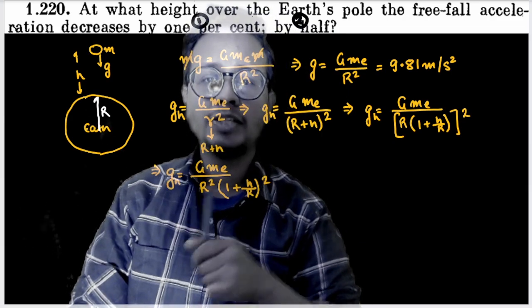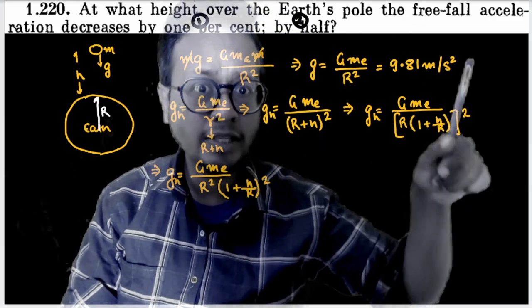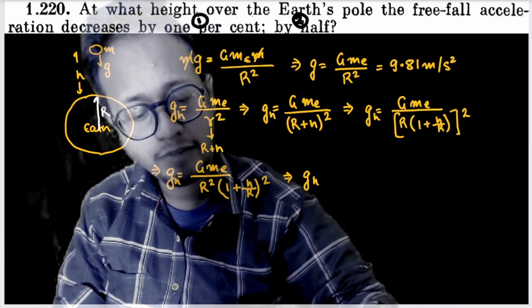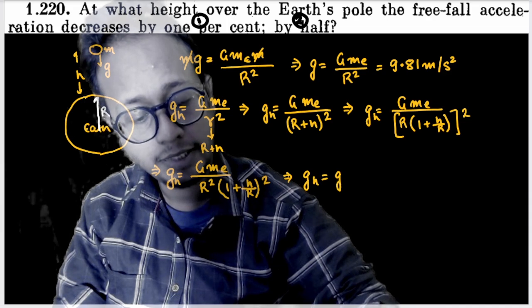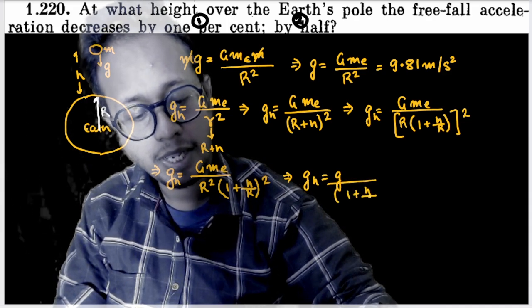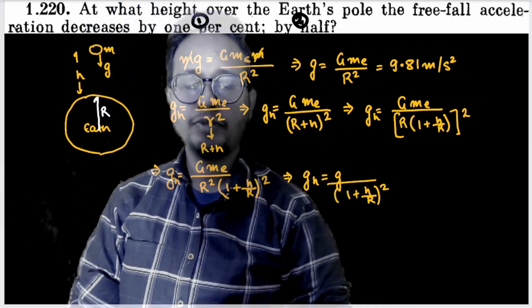And what is GM by R square? It is nothing but the acceleration due to gravity at the surface of Earth. So I can easily say that acceleration due to gravity at height h is nothing but acceleration due to gravity at the surface divided by 1 plus h by R, whole square. This much is understood.